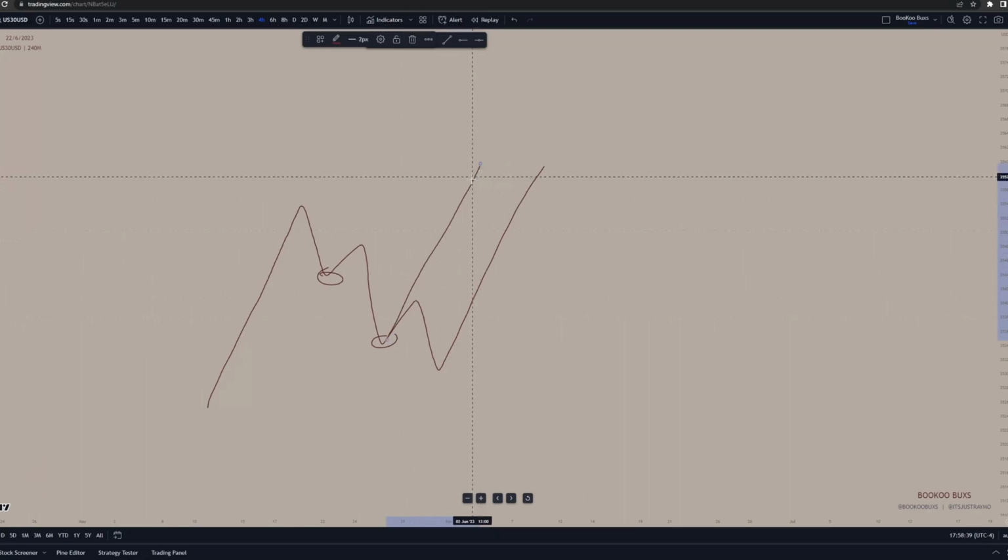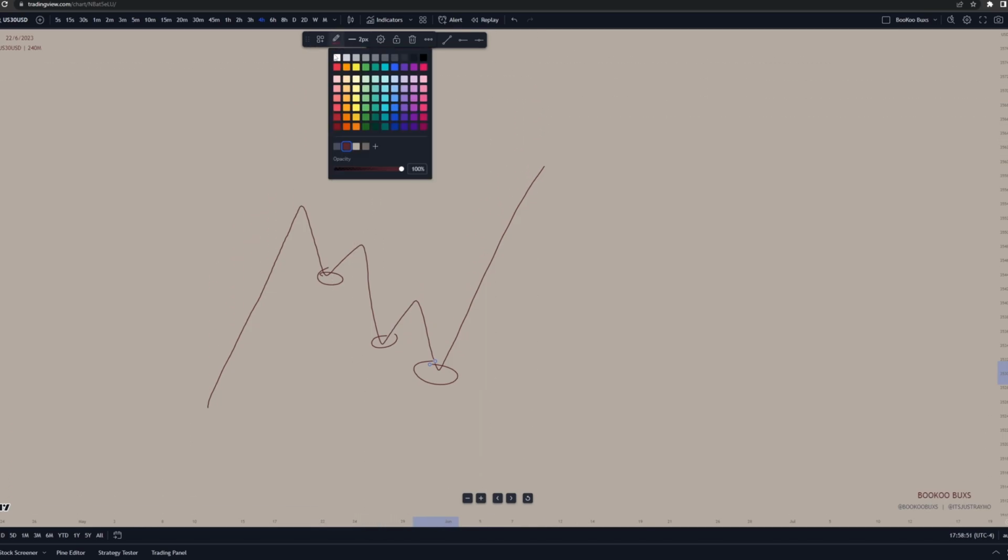Did this low create a new structure high? It did not. So it has to be an internal low. Did this low make a structure high? It did. So therefore, it is not an internal low. It is actually going to be a structure low.